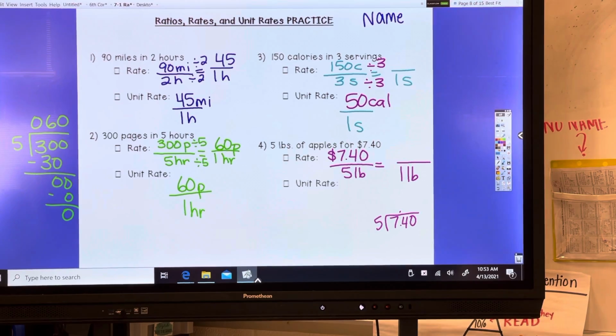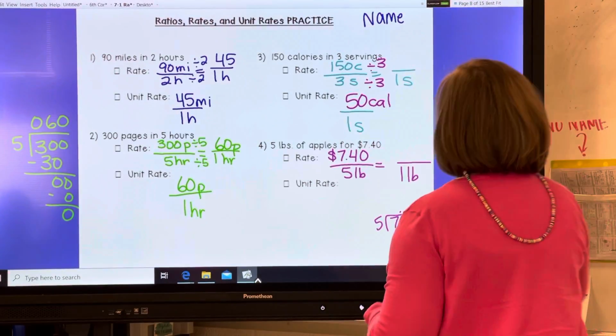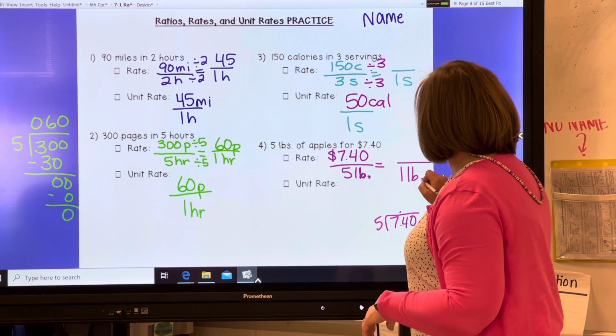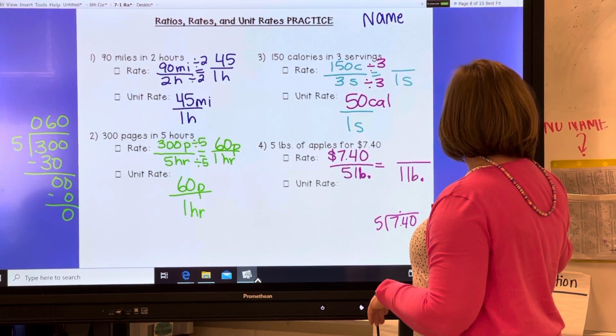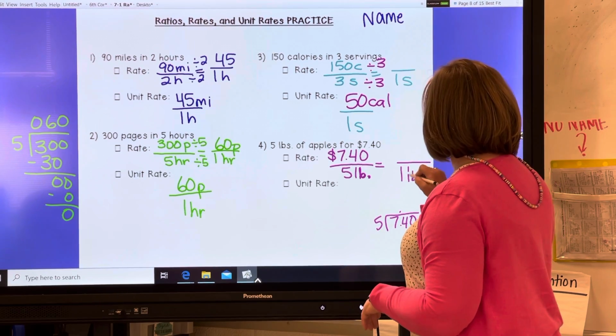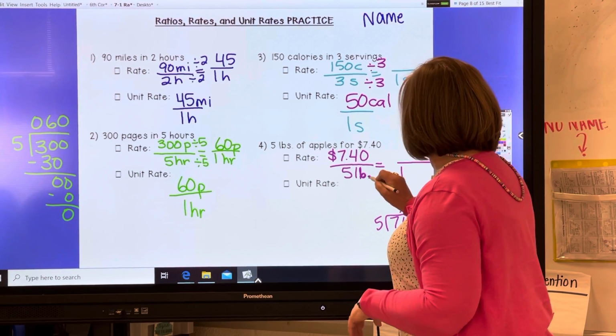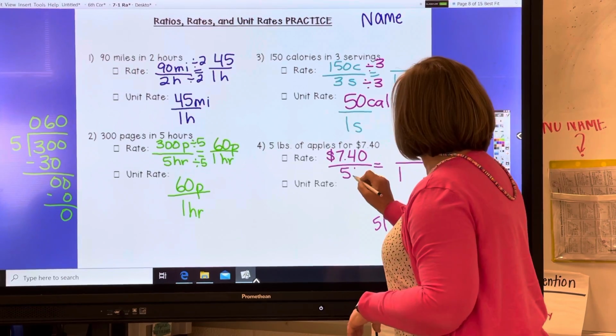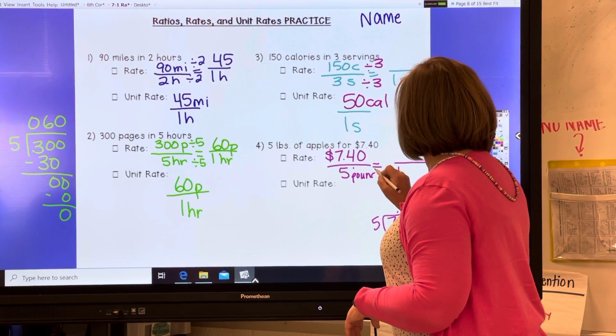$7.40. Y'all, this is not 516. This is 5 pounds. 1 pound. Maybe I should rewrite it so that it is pounds instead of the abbreviation. What is the LBS? A Latin word.